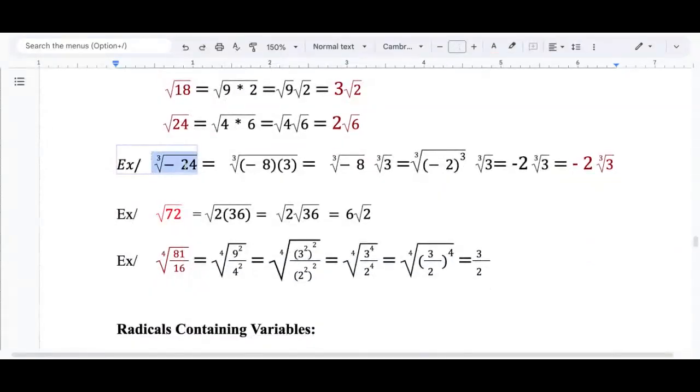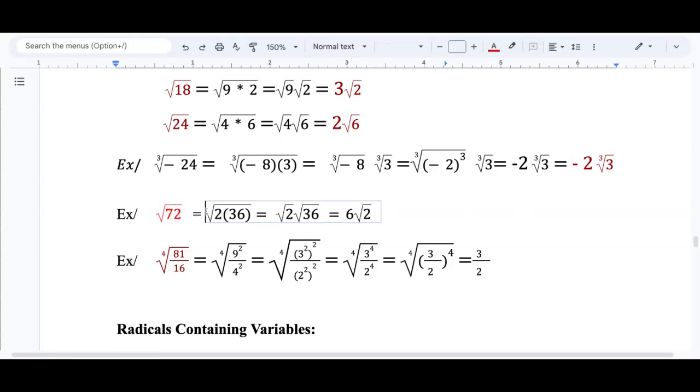Let's see cubic root. Cubic root of negative 24 can be split as negative 8 times 3. So we can do cubic root of negative 8 times cubic root of 3. Cubic root of negative 8 can be written as cubic root of negative 2 raised by 3. Negative 2 raised by 3 is negative 8. Then, to simplify, this becomes negative 2, and putting these together with the cubic root of 3, we get negative 2 cubic root of 3.